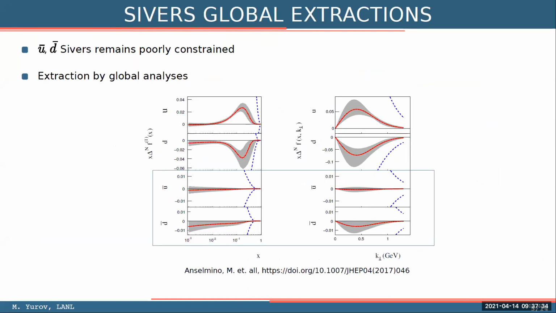Several global Sivers function extractions exist, and they are mostly based on the HERMES, COMPASS, JLab, and STAR data. This data includes results of semi-inclusive scattering and Drell-Yan production. And even though the quality of these fits is continuously improving, the Sivers extraction for anti-quarks remains mostly indirect and poorly constrained. Some estimates show a possible flavor dependence in the sea-quark Sivers asymmetry, and it is important to observe these things directly.